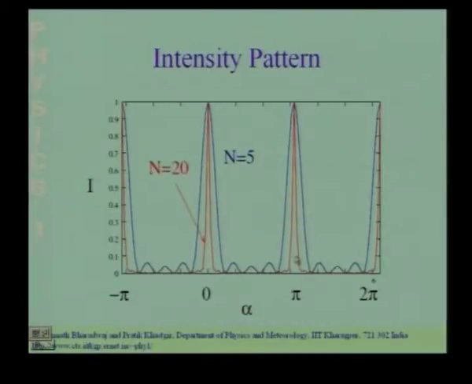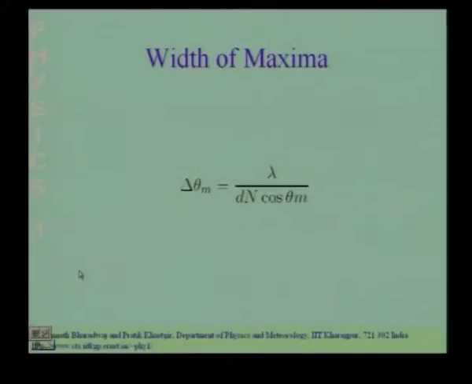In between these primary maximas, you have n minus 1 minimas, where n is the number of oscillators, and you have n minus 2 secondary maximas, which you can see here. These are much smaller in intensity. So, most of the radiation from those oscillators goes out in the primary maximas. And this is the width of the primary maxima. It is delta theta is equal to lambda by N d cos theta m. d is the spacing between the oscillators, n is the total number of oscillators, and theta m is the angle corresponding to the maxima you are looking at.